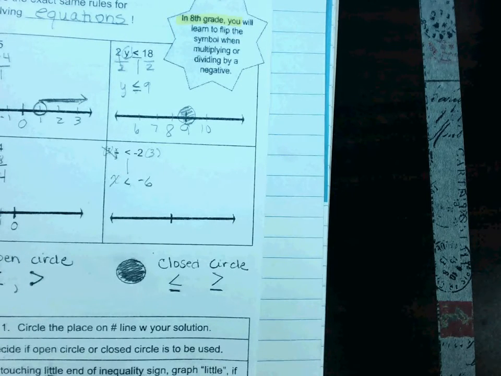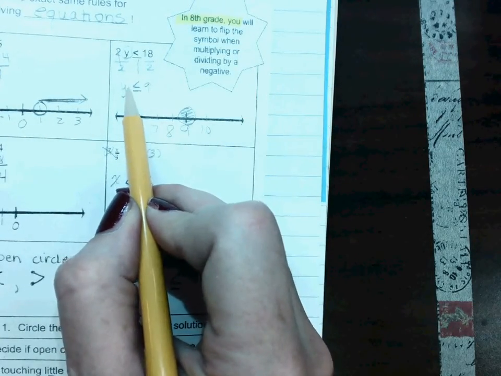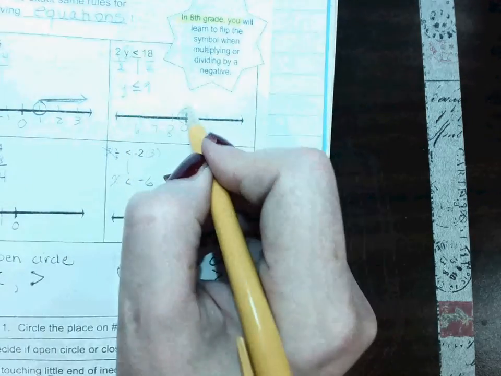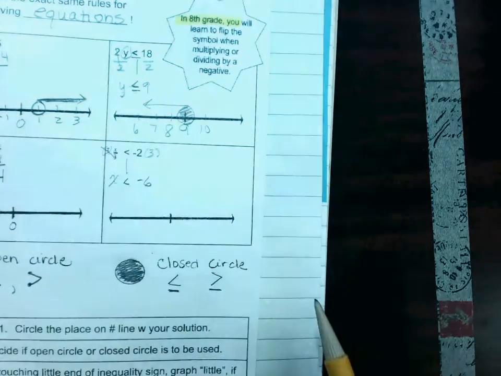And then, if the x is touching the little end, and it is, my variable is touching the little end, I'm going to graph little. Also, my variable is first, so all I have to do is graph the way the arrow points.